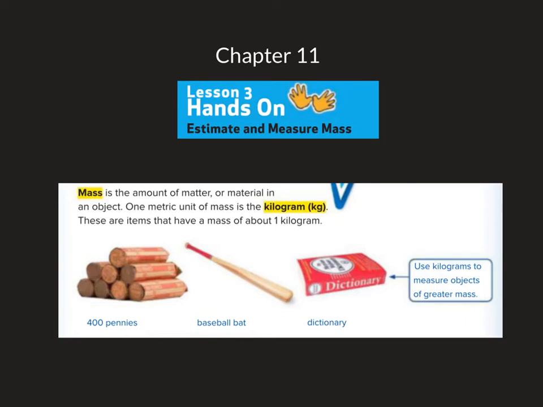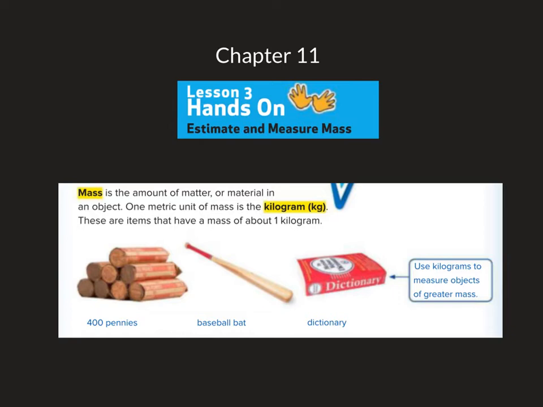Today we're going to be talking about estimating and measuring mass. First, I know we did talk about it during our vocabulary, but what is mass? Mass is the amount of matter or material in an object. One metric unit of mass is the kilogram. When we talk about weight, oftentimes we do pounds and ounces. In the metric system, which is used by most of the world, we use kilograms or grams as the base unit.